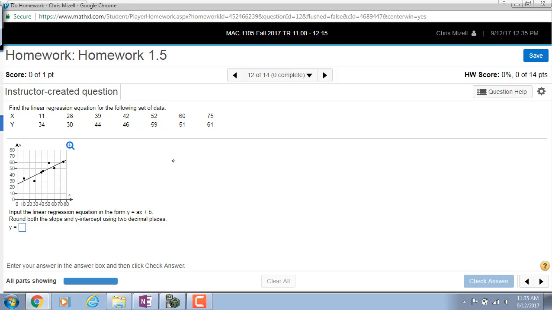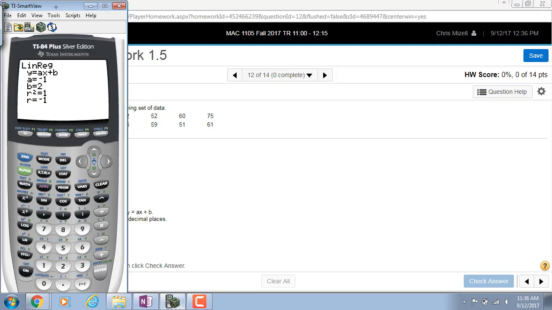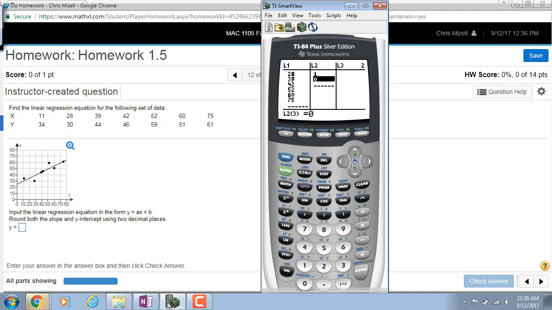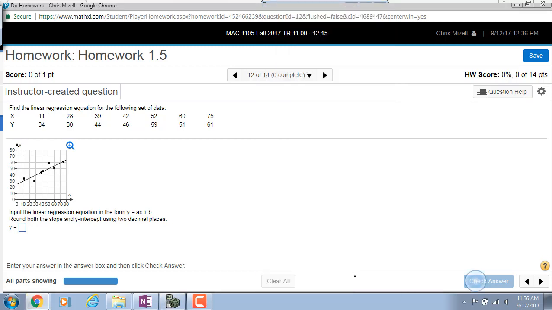So basically it gives you the data points and then asks you to input the linear regression equation in the form y equals ax plus b. The y equals is given, we just need the ax plus b part. And it goes like this. Stat, edit, 11, 28, 39, 42, 52, 60, 75. And then press the right arrow to go to the L2 list, and I'm just overwriting the list. Make sure I go all the way up to the top. 34.